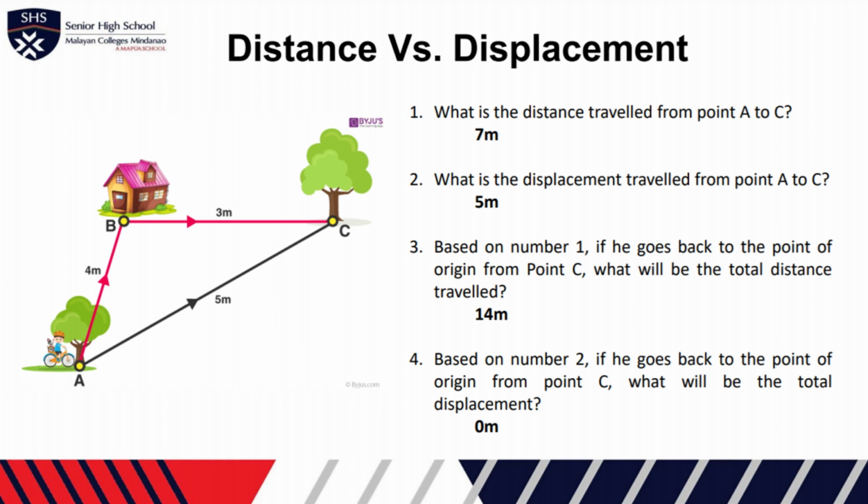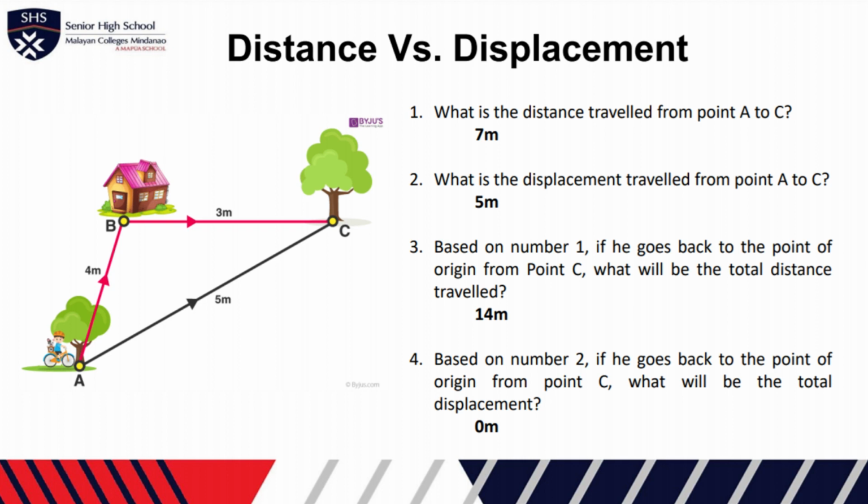The correct answer is 7 and not 5. Why 7? It is because we are talking about the distance. We are talking about how much travel occurred or how much ground the object has covered. If you look at the picture, it points from letter A to B, which is 4 meters, and B to C, which is 3 meters. If you add 4 meters and 3 meters, it will give you 7 meters.